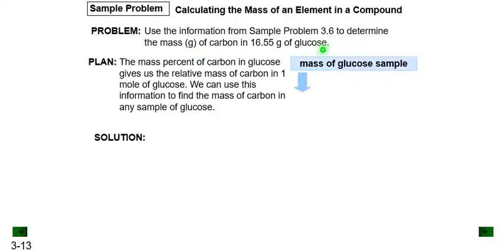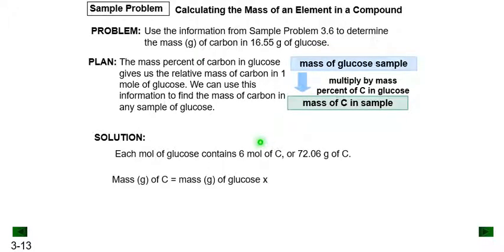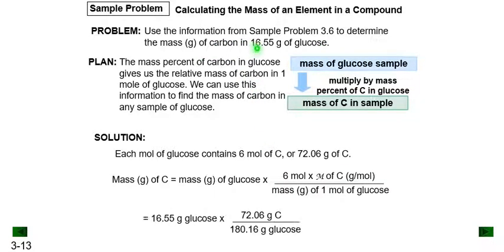If you have the sample from the previous question, so you assume 16.55 grams of glucose, how many grams of carbon are you going to have? Similarly, you determine the molar mass of glucose, and you determine the mass percentage of carbon, and then multiply that mass percentage by the total mass. The solution: carbon, you have 6 moles of carbon in 1 mole of glucose, so you are going to have 72.06 grams of carbon.